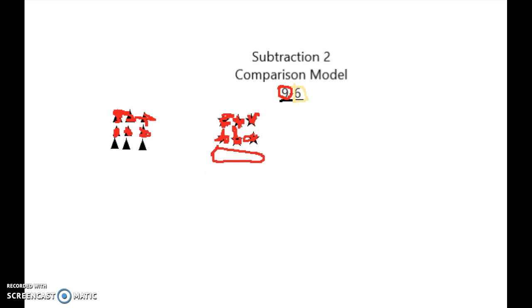So, what are we going to do now? We are going to count the remaining triangles that are left, and that is the answer to 9 minus 6. So let's count them up. Alright, ready? 1, 2, 3. Alright, and then look at what the highest number is, the last one that we counted, 3. So the answer to 9 minus 6 is 3, with 3 triangles left over in the comparison model. Thank you very much.